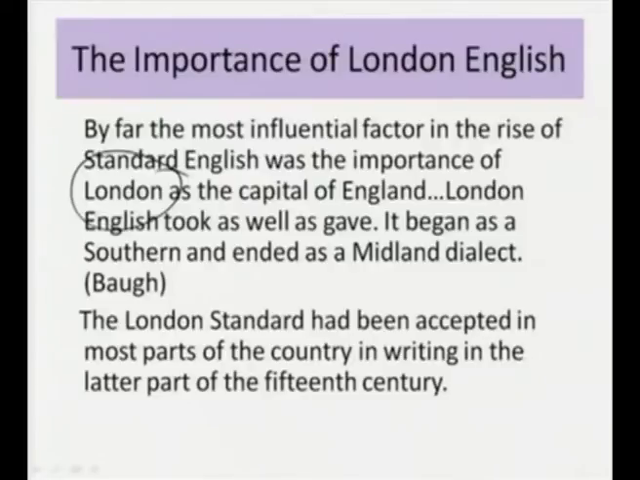It began as a southern and ended as a Midland dialect. The London standard had been accepted in most parts of the country in writing in the latter part of the 15th century. So, by the time just before Shakespeare, we already have a language in place, right, with a standardized dialect, which enabled the flowering of the English language, so to speak, in the hands of great writers like Shakespeare, like Ben Jonson, like Christopher Marlowe, for instance.